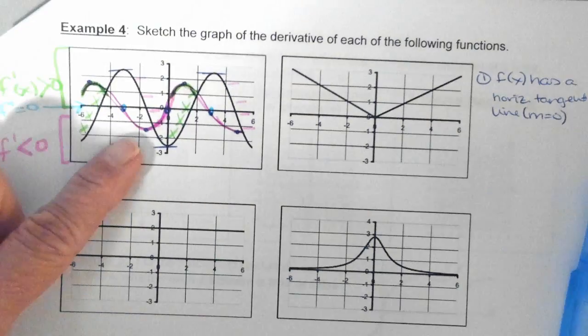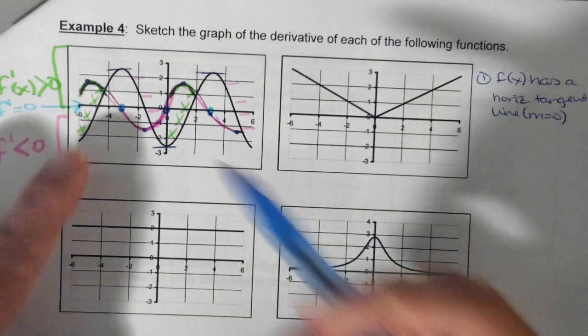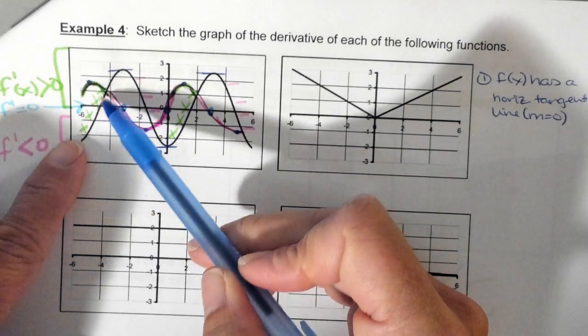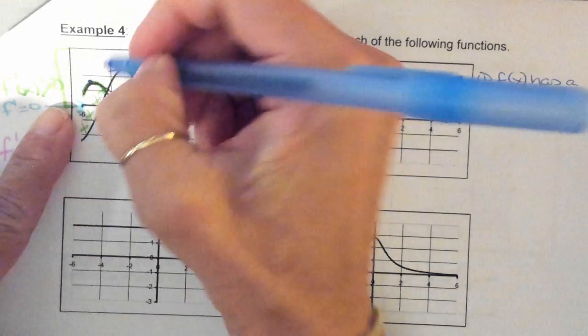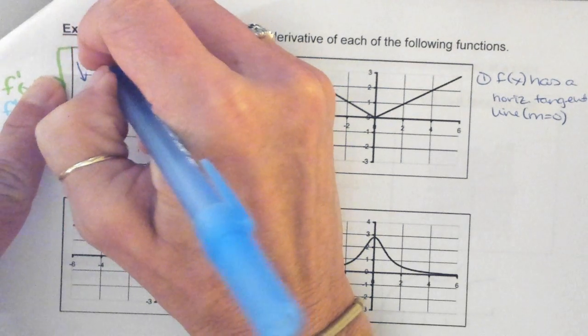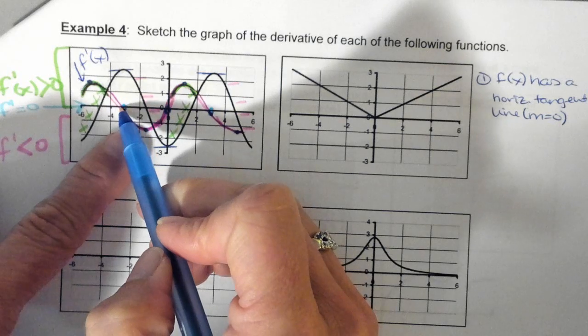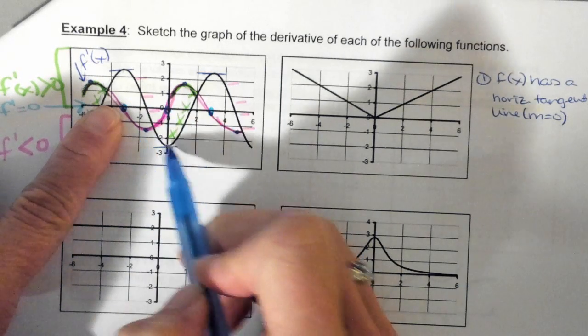Is it perfect? No. But the key portions are this. Where's the slope 0? Where's the slope positive? That means f prime's graph. So this right here is f prime of x. The graph is above the x-axis. Then from here to here, my graph is below.